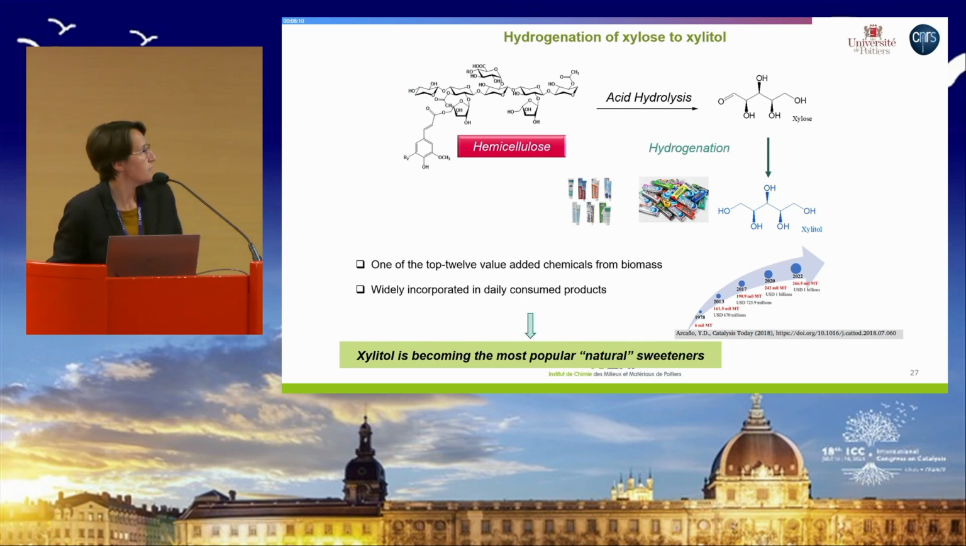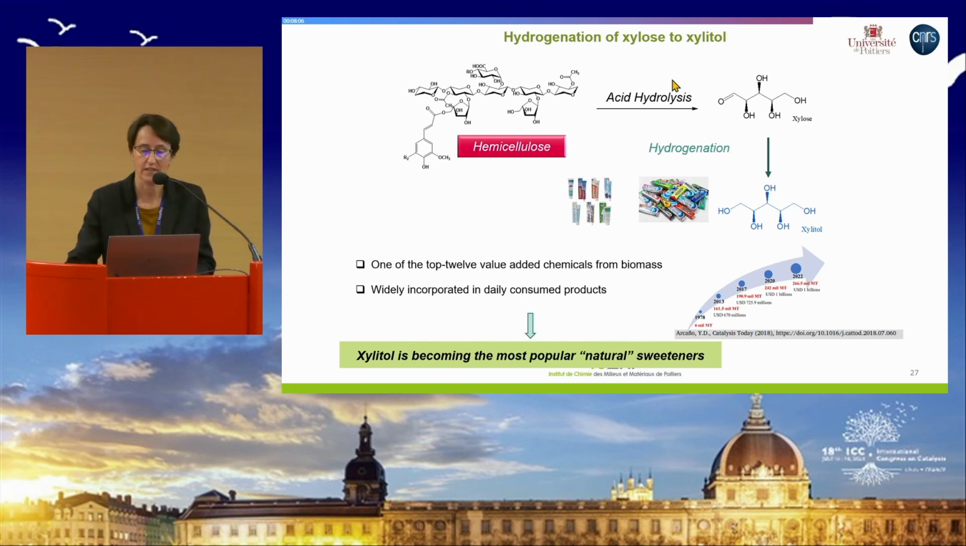And the last example will be on the hydrogenation of xylose to xylitol. So here you always have xylose formation, hydrogenation. Why did we want to study this reaction? Because you know that xylitol is one of the most popular natural sweeteners. We can use it a lot, and there is a lot of production of this compound, and it's very interesting. You can use many hydrogenation catalysts. And here it was the same idea. We wanted to use a eutectic solvent for this conversion.